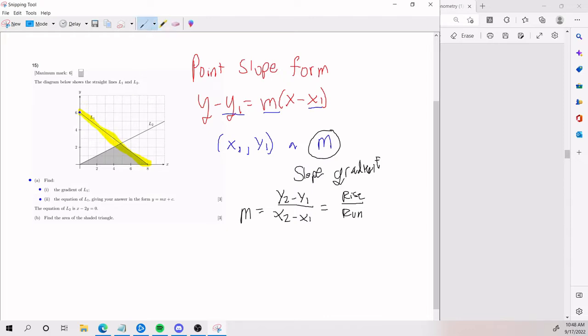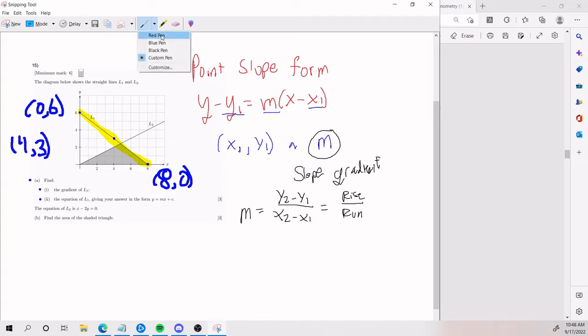You know that this point here has to be (0, 6), for example. You know that this point here has to be (8, 0). I think those are the easiest ones to use, but if you keep looking, you will find, for example, that point there, which is (4, 3). We can also use that. Anyways, I will be using the extremes because I think it's easier to deal with, the (0, 6) and the (8, 0).